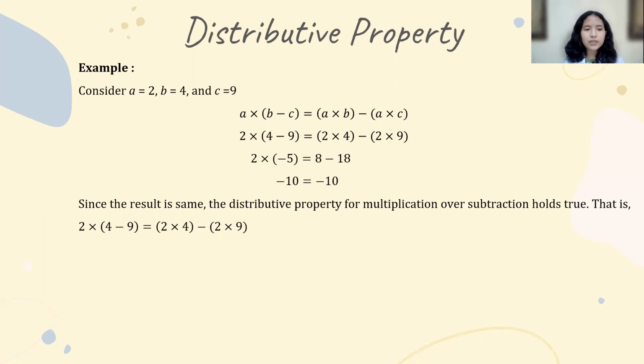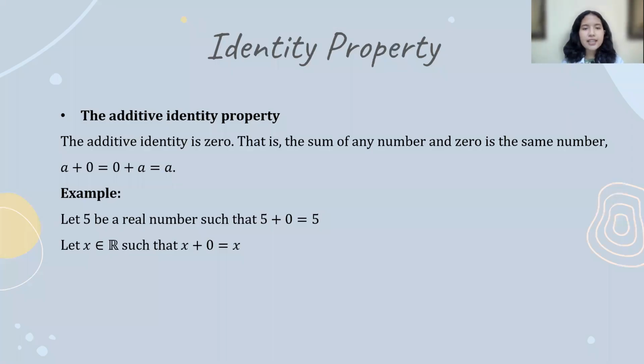That is 2 times the difference of 4 subtracted by 9 is equal to 2 times 4 subtracted by 2 times 9. And then the next kind of algebra property is the identity property. And the first is the additive identity property. The additive identity is 0.